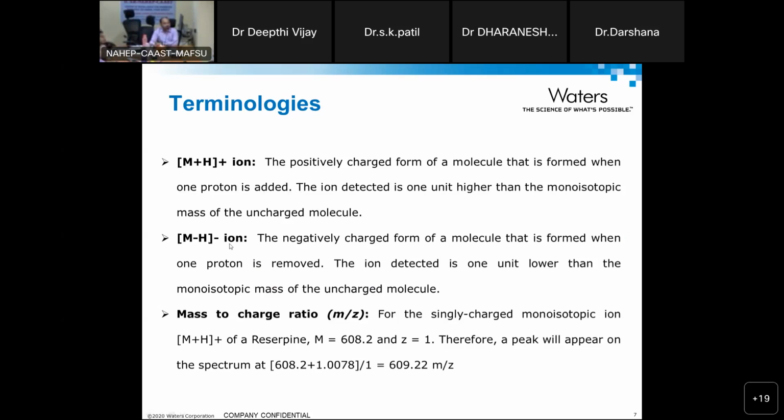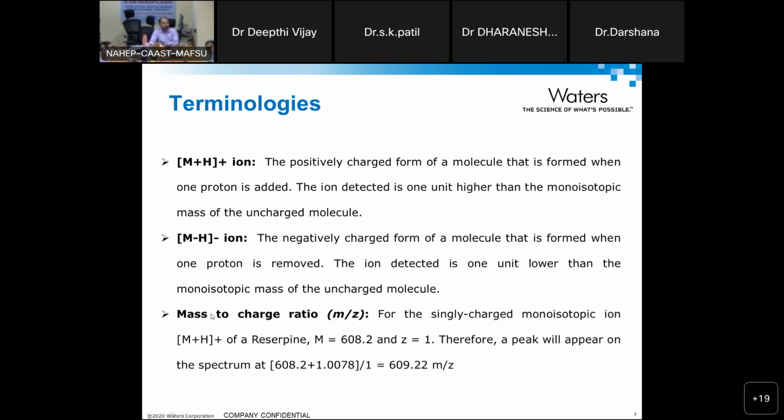The next is M minus H ion. So again, it is a negatively charged form of a molecule that is formed when one proton is removed. The ion detected is 1 unit lower than the monoisotopic mass of the uncharged molecule. So for a molecule whose mass is 100, the M minus H ion would be 100 minus 1 because we are removing one proton. So the mass would be 99 m/z.